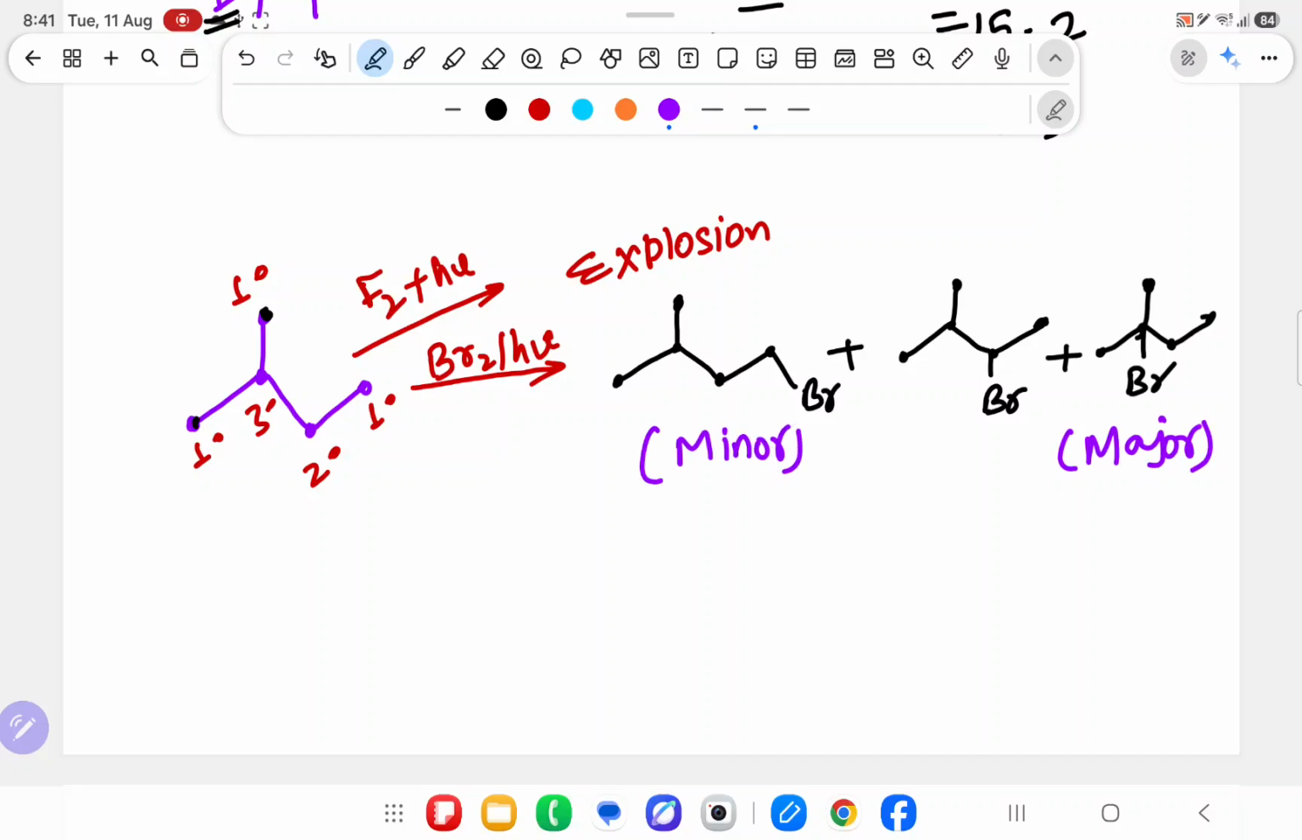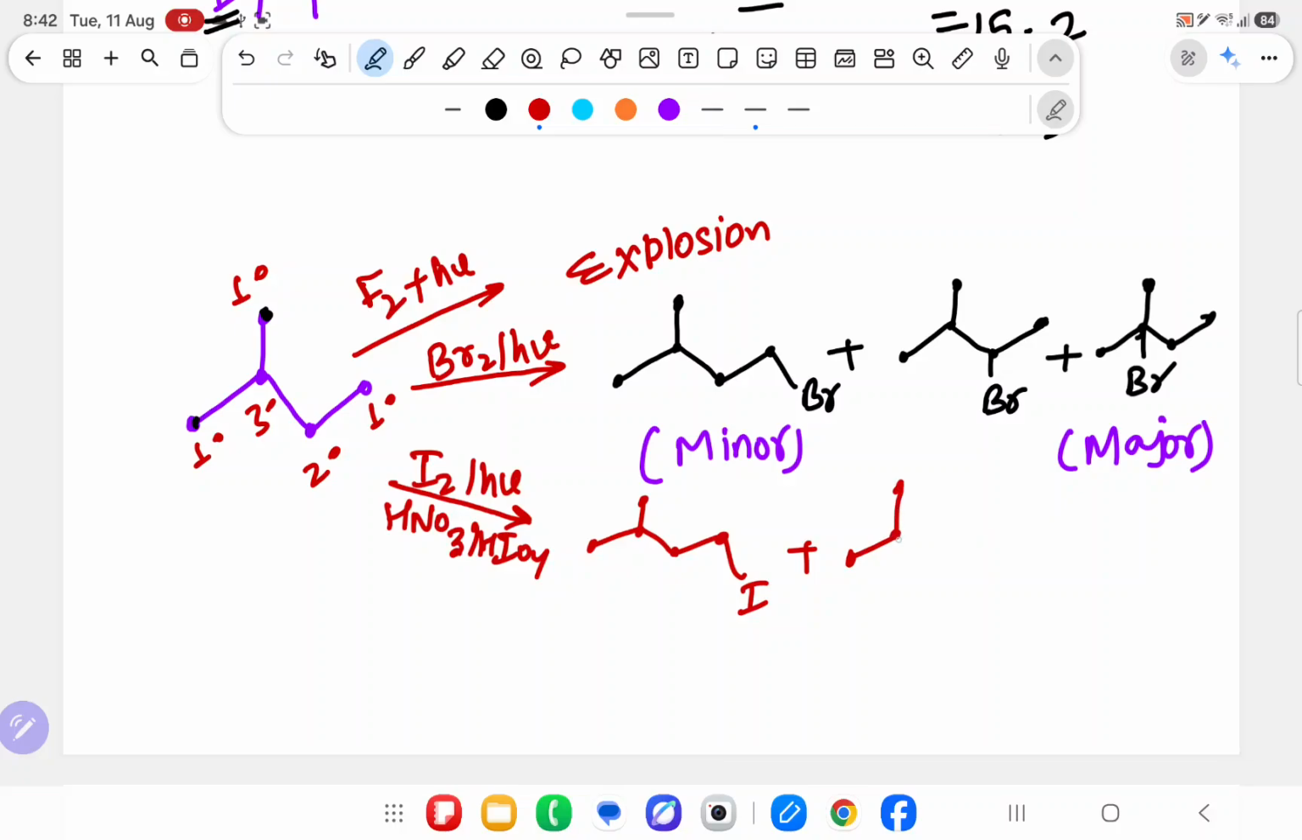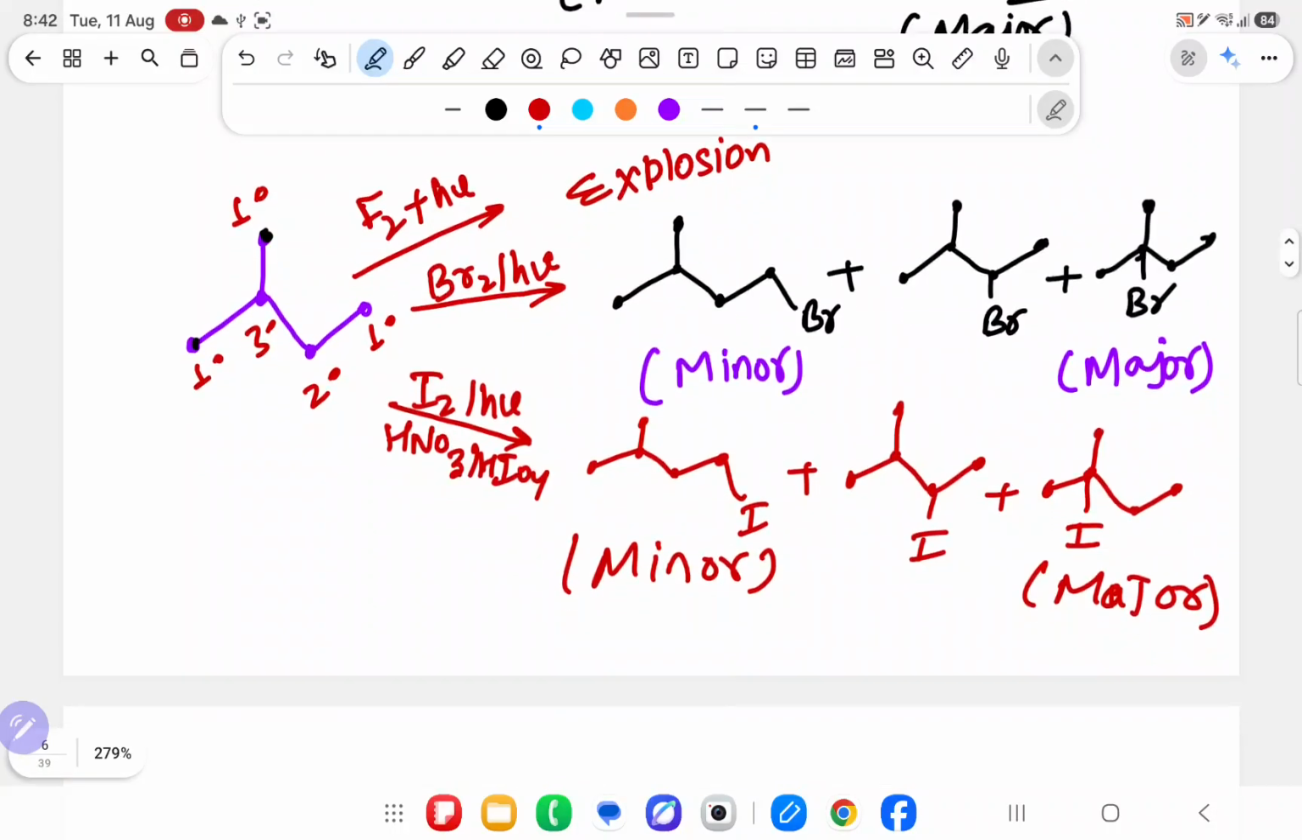What about the 2 degree? No one will ask about the 2 degree. They will only ask how many products. You will say these are the products. But if they have written iodine in the presence of hv, you have to add HNO3, HIO4 over here. Same products you will get: 1, 2, 3, 4, 5, iodine over here. Iodine over here. Iodine over here. This will come as the major product, 3 degree. This is coming as a minor product, 2 degree.